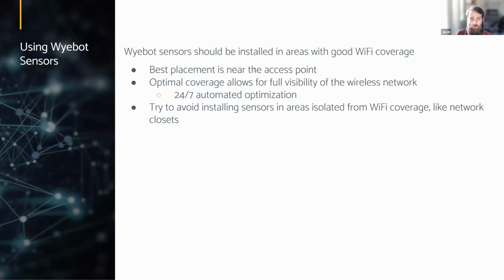But just wanted to mention, if you are running a cable, for example, and you want to know where to put the cable, I would say somewhere close to the AP. And why did I say optimal coverage? Well, the reason is, with optimal coverage, you have 24/7 visibility into all these different areas of your network.